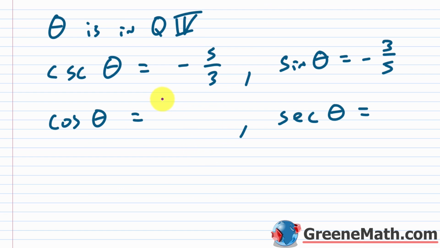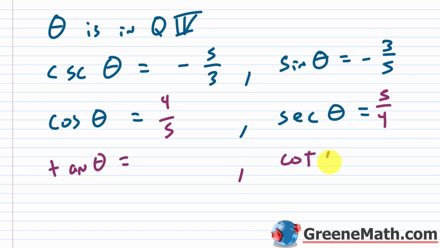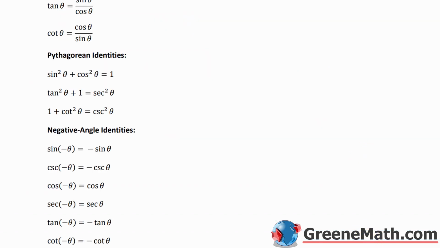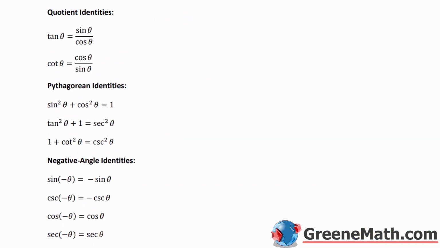Okay, so let's come back up here and put the cosine of theta is 4/5. Your secant of theta, again, you can just find the reciprocal of this, so that would be 5/4. Now for the tangent of theta and then the cotangent of theta, there's a lot of different strategies you could use. What I'm going to do is go back to the handout. If we scroll up a little bit, you notice you have these quotient identities that we talked about before. So the tangent of theta is the sine of theta over the cosine of theta, and the cotangent of theta is the cosine of theta over the sine of theta. I think that's probably the easiest thing to use here.